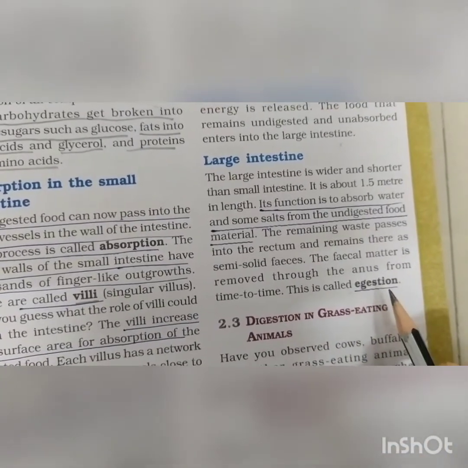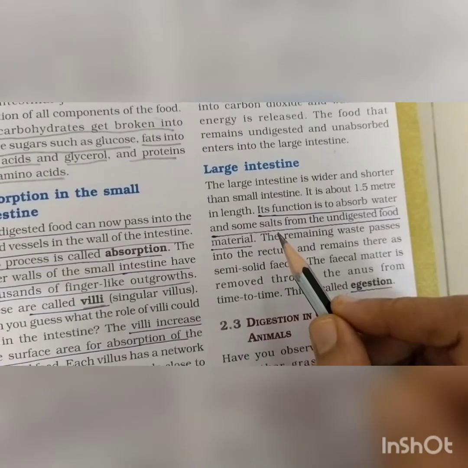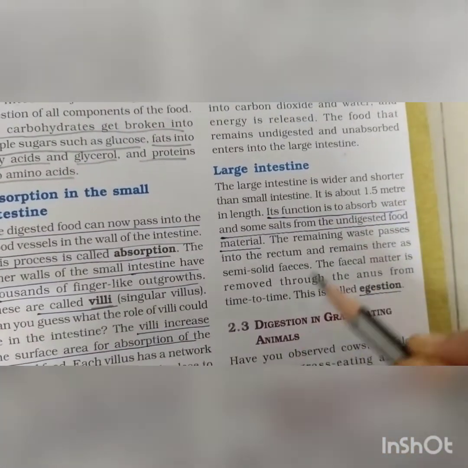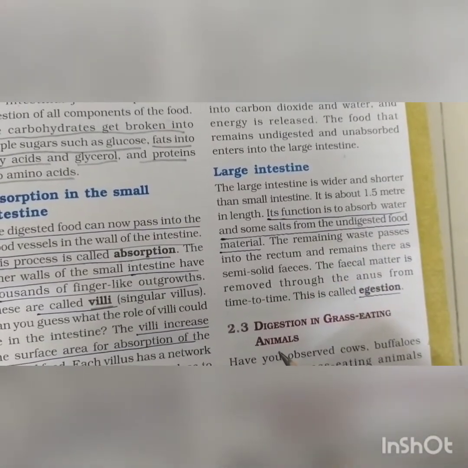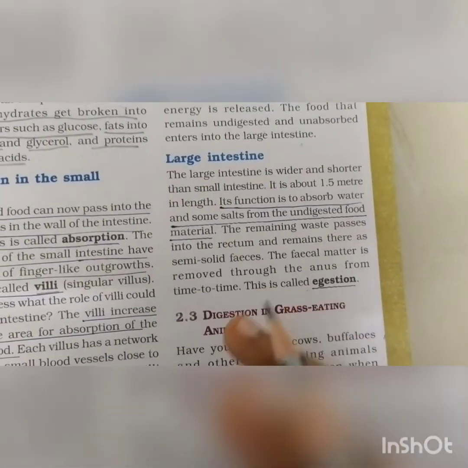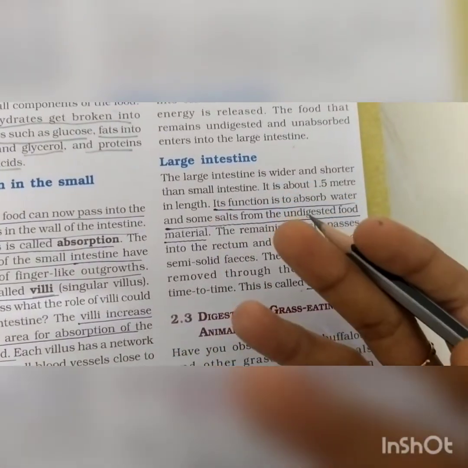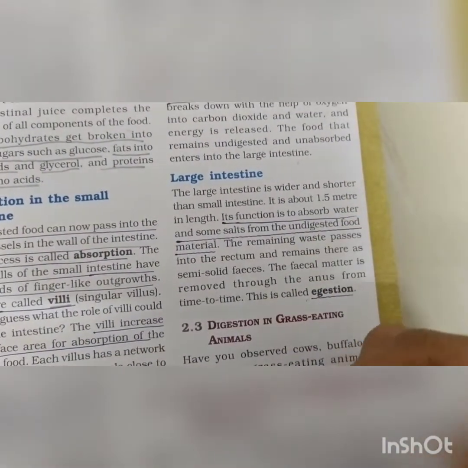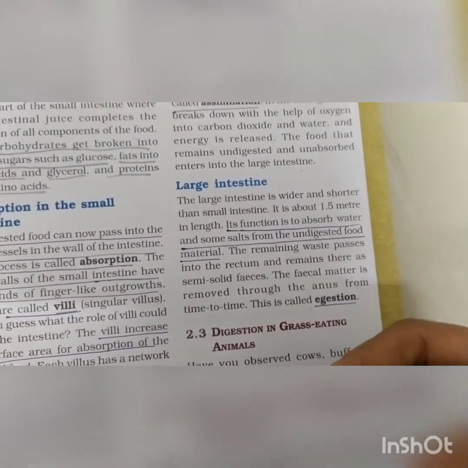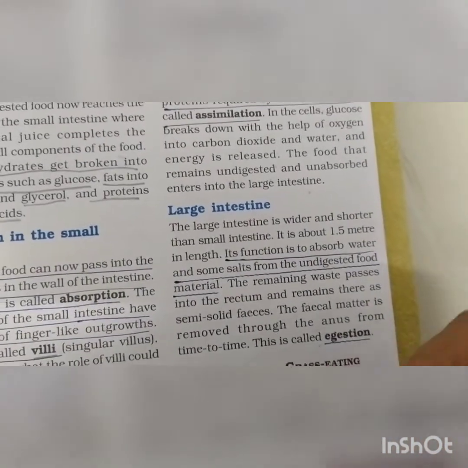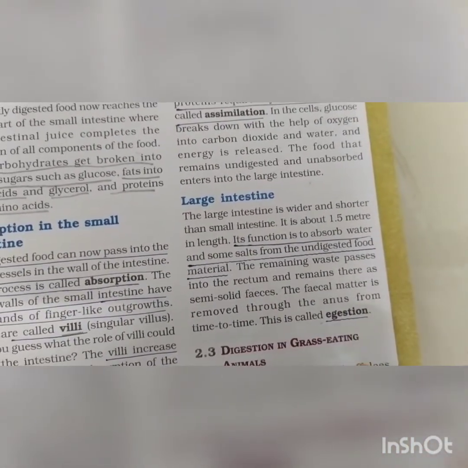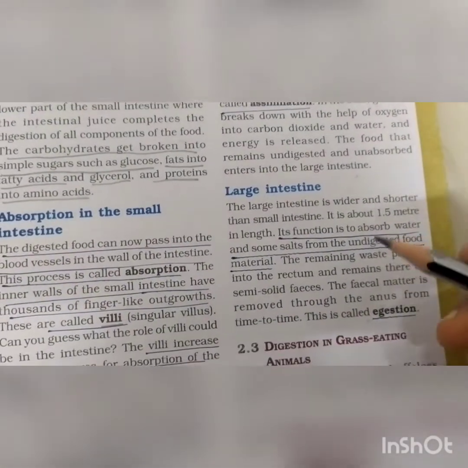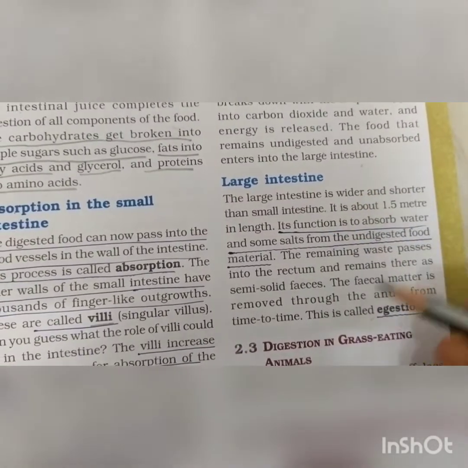This is called egestion. In a previous class, we discussed the small intestine. The small intestine is highly coiled and it is about 7.5 meters long. In the small intestine, the process of absorption and assimilation takes place. Here in the small intestine we can see finger-like projections called villi, and the villi help to increase the surface area for absorption of digested food materials. Okay, then today we are going to discuss the large intestine.